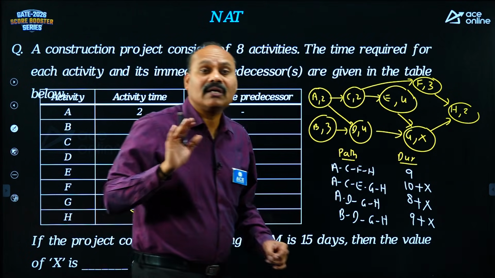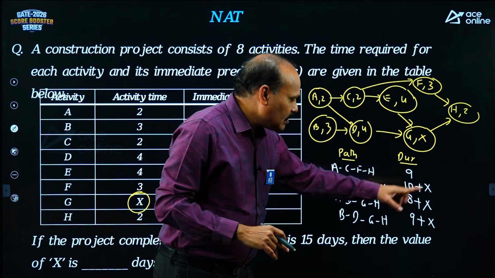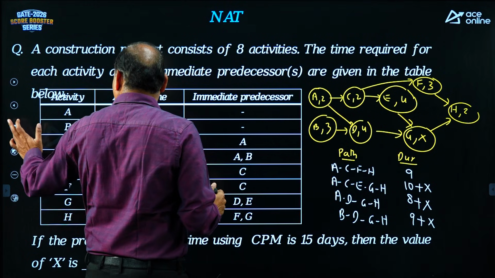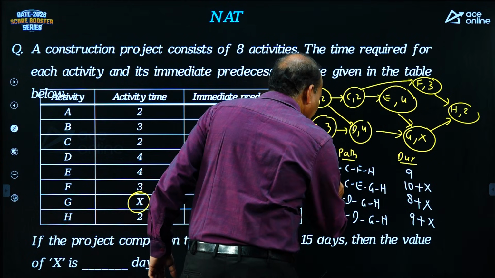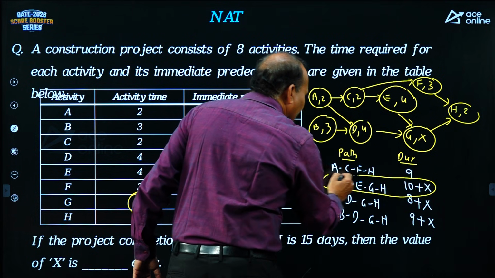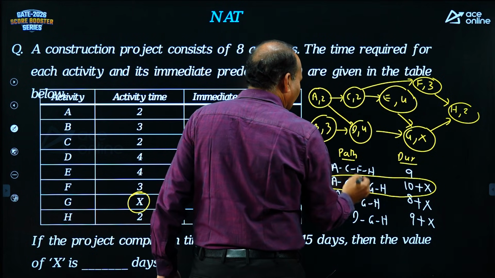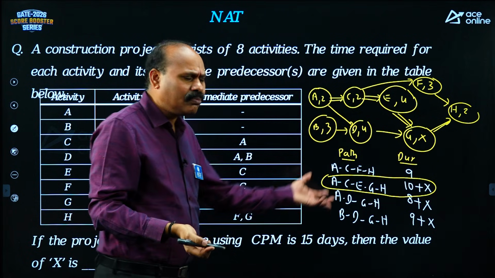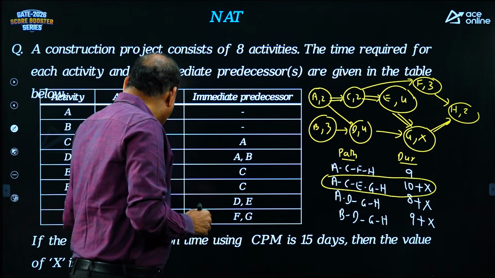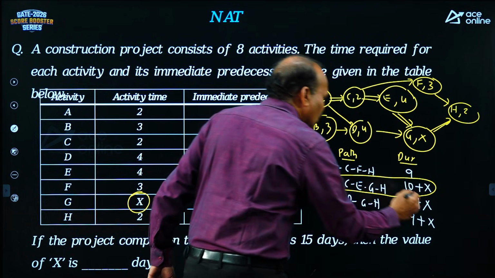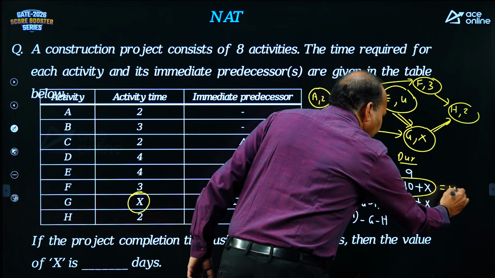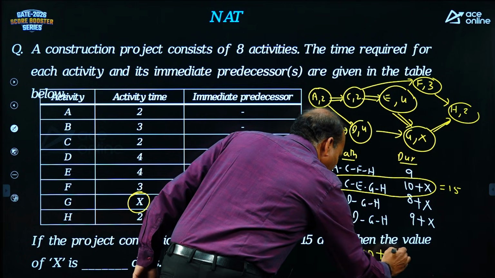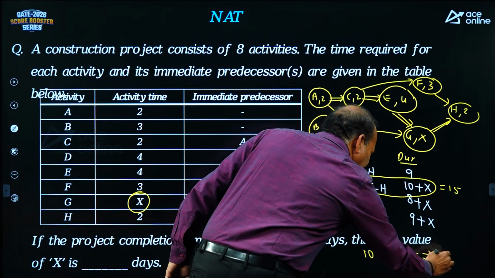So what would be the critical path in this? 9, 10 plus something, 8 plus something, 9 plus something. Obviously 10 plus something is the highest value, right? So A, C, E, G, H is definitely the critical path. So we can highlight A, C, E, G, H. Even though X value is 0, it is going to be the critical path. But what is the project completion time? 15 days is mentioned. So 10 plus X is equal to 15. From this, X is equal to how much? 5.